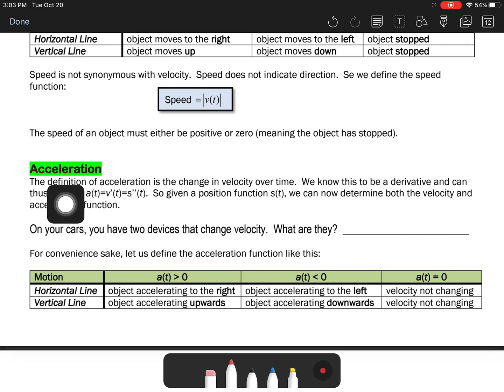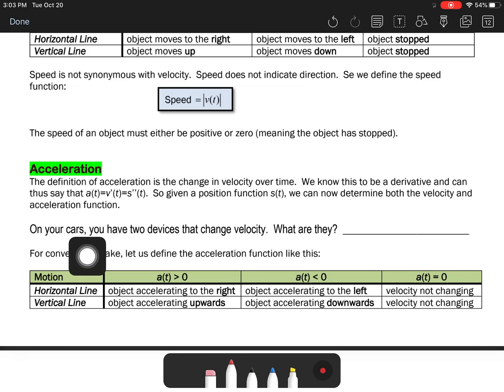All right, and then we're going to throw acceleration into the mix here. If we take the rate of change of velocity, so if we have feet per second, and then we do a rate of change of that again, that would put per second on it again, or feet per second squared, for example. So when we take the derivative of our velocity, or in other words, the second derivative of position, that gives us an acceleration function. So given a position function s of t, now we can determine both velocity and acceleration functions.